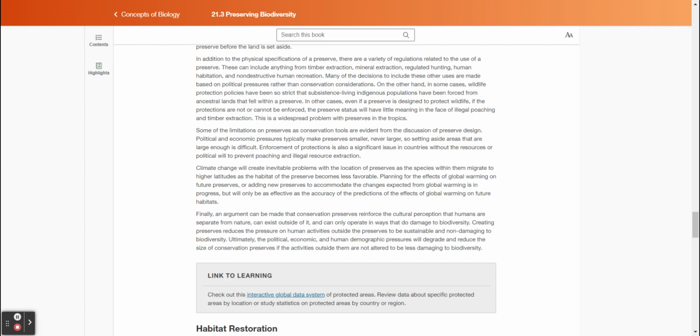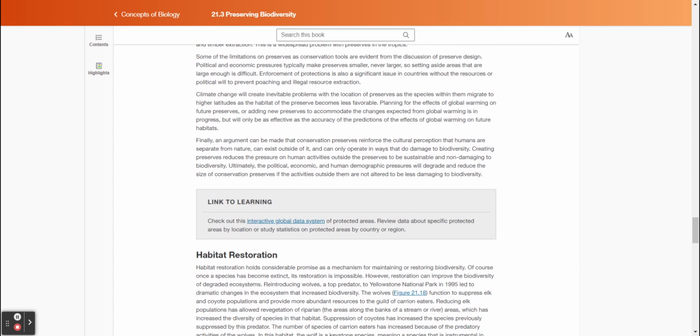In other cases, even if a preserve is designed to protect wildlife, if the protections are not or cannot be enforced, the preserve status will have little meaning in the face of illegal poaching and timber extraction. This is a widespread problem with preserves in the tropics. Some of the limitations on preserves as conservation tools are evident from the discussion of preserve design. Political and economic pressures typically make preserves smaller, never larger, so setting aside areas that are large enough is difficult. Enforcement of protections is also a significant issue in countries without the resources or political will to prevent poaching and illegal resource extraction.